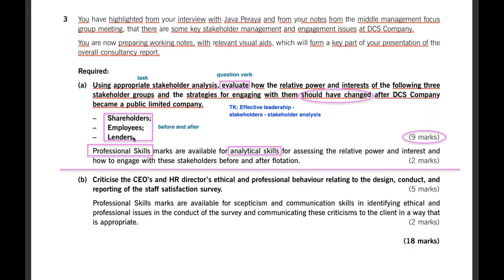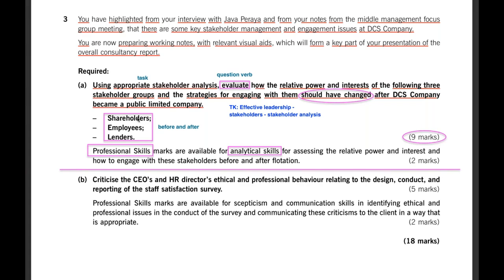How was the relative power before and the strategies before, and how would it change now? All right. So you are supposed to be evaluating these three types of shareholders. As you explain it, you need to explain it in the context of DCS. 9 marks, 9 divided by 3 types of stakeholders. That means roughly each will carry about 3 marks.